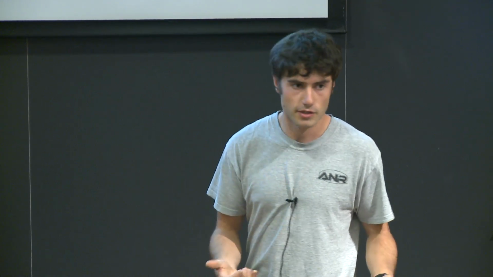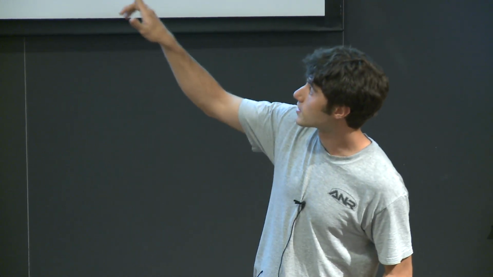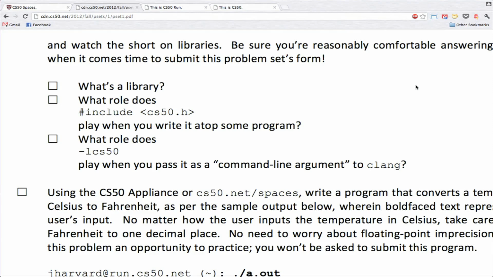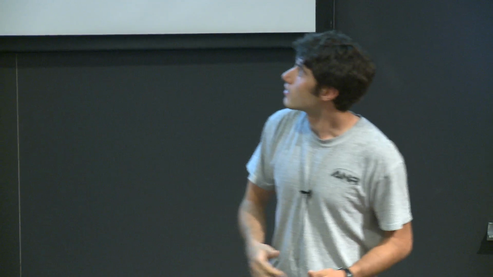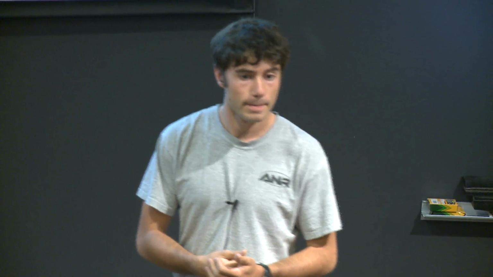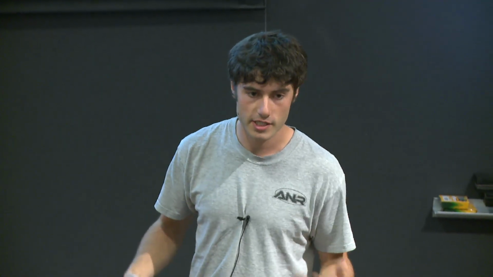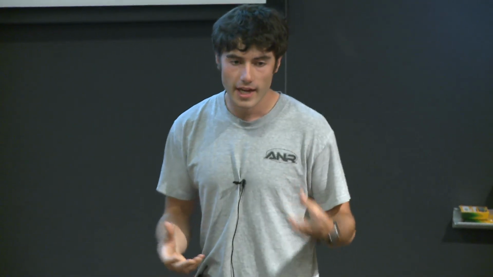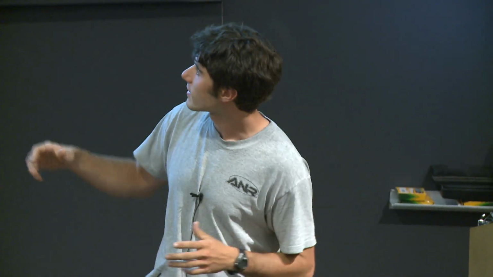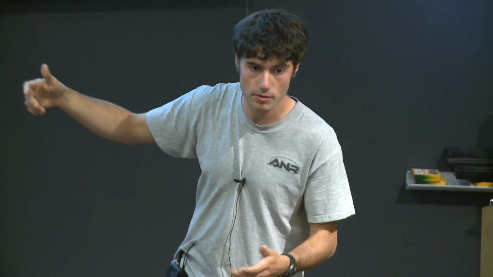OK, so to use libraries, however, you have to actually do some extra things with your code. So you have to use things like this hashtag include CS50.h. What does that do? What role does that play when you have it in a program? It lets you make use of any functions that are within that library by using the definitions that have already been given. OK. It lets you pull library functions into your code, but it does it in a way that isn't exactly the same as -lcs50, which we'll get to in a minute.